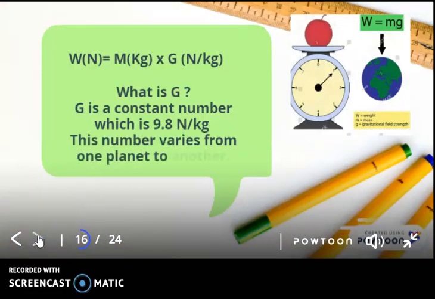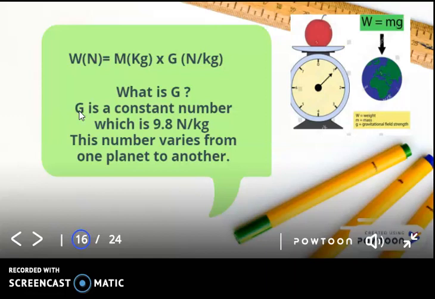Okay, so W, which is the weight, it is measured in a Newton unit, equals what? It equals mass, which is measured in kilogram, times gravity constant, which is measured in a Newton per kilogram. This is the unit. So what is G?